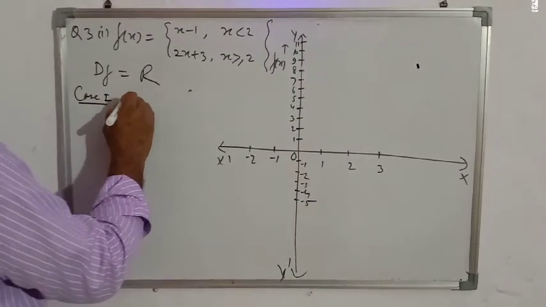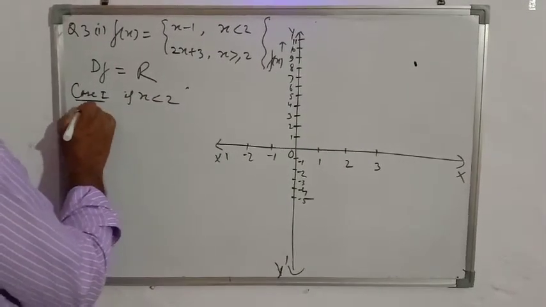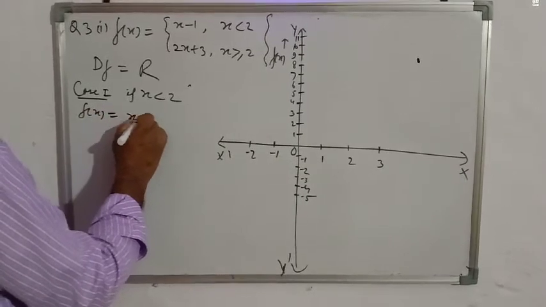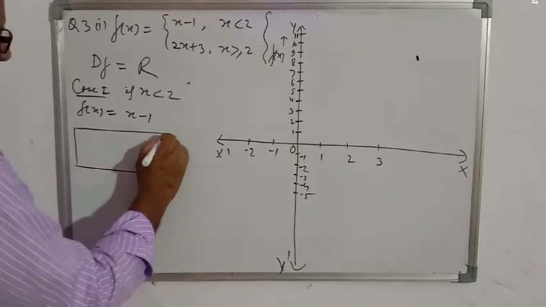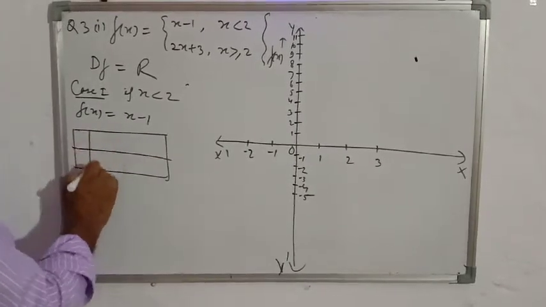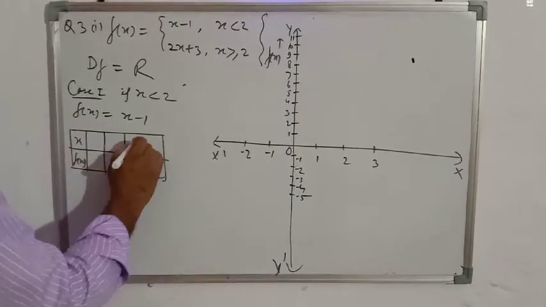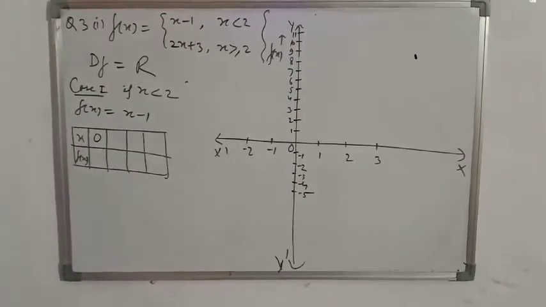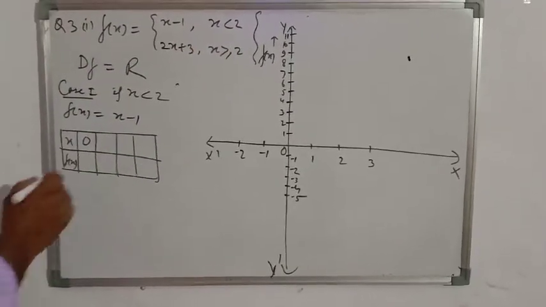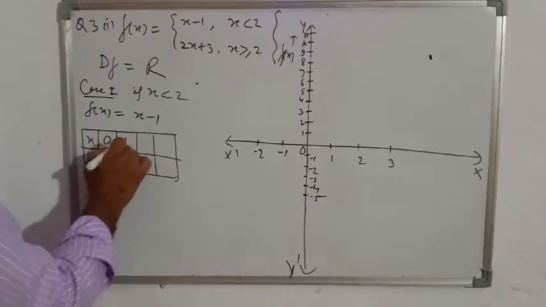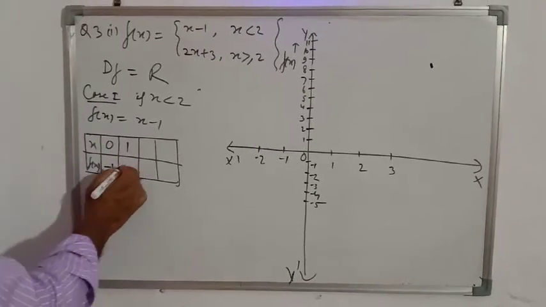So here two conditions are there. Case first, if x is less than 2. So if x is less than 2, what is f(x)? f(x) is x minus 1. So we will make a table of x and f(x). Suppose x is 0, we have to take x less than 2. So if x is 0, then f(x) will be minus 1. Suppose x is 1, so 1 minus 1, 0.